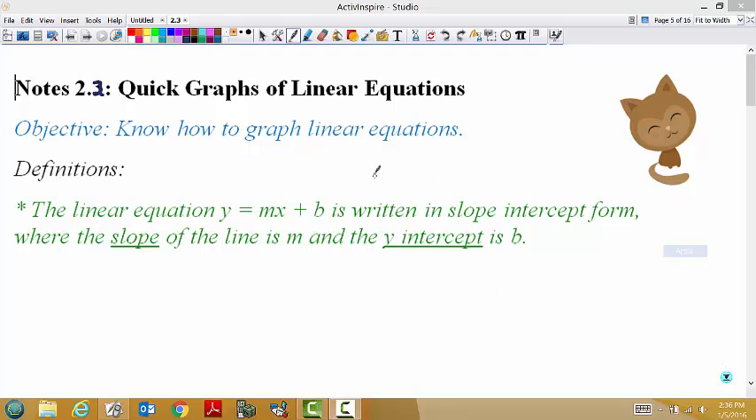This is 2-2, and this is a review of linear equations. Again, something you should have done in Algebra 1. It says the linear equation y equals mx plus b is written in slope-intercept form, where the slope of the line is m and the y-intercept is b.